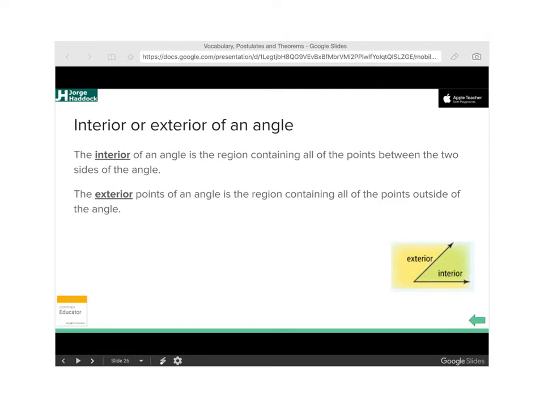Now I have points in the interior of the angle. Every point that is between those two rays is in the interior, and every point that is outside is on the exterior.